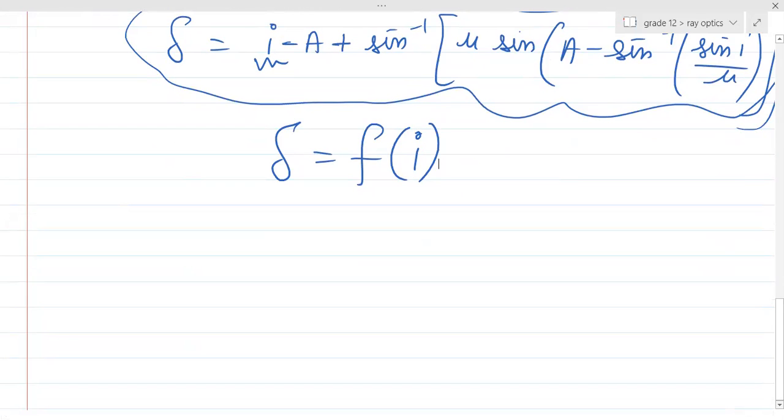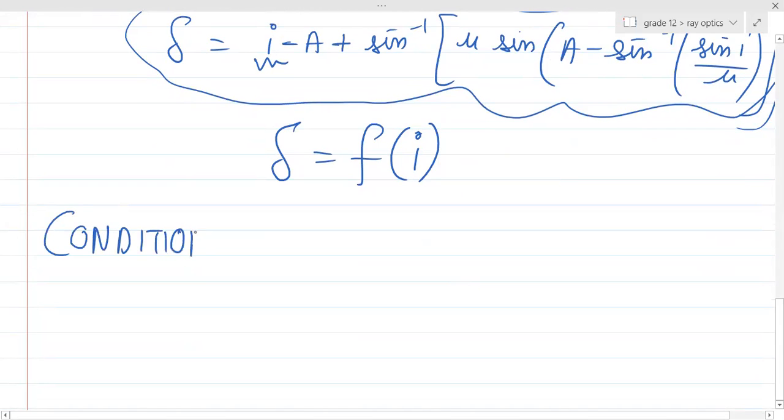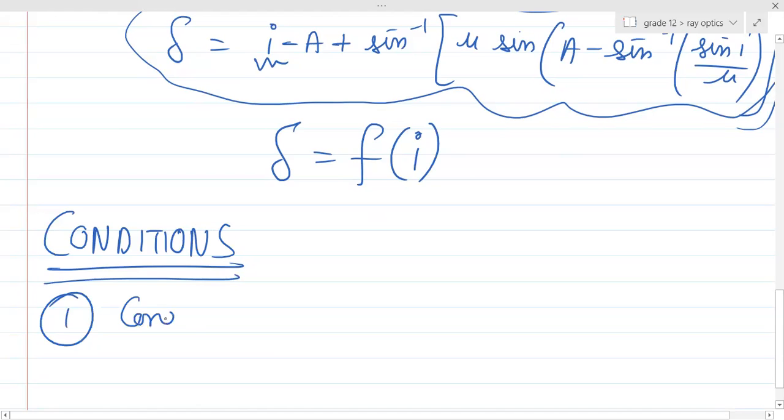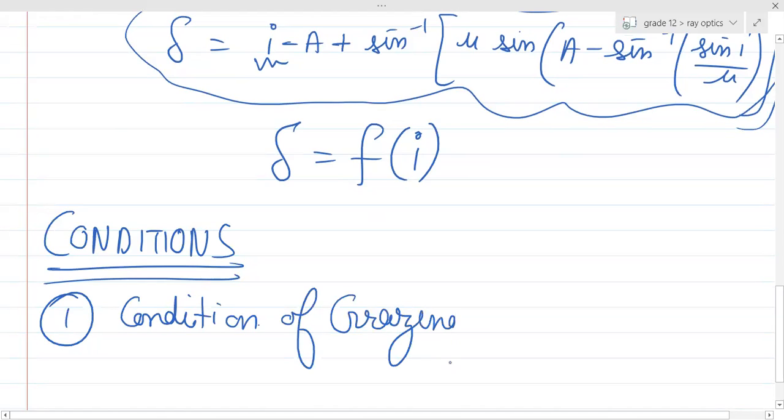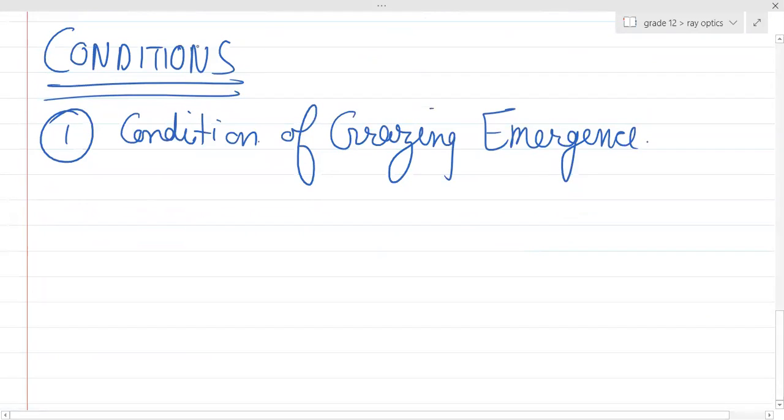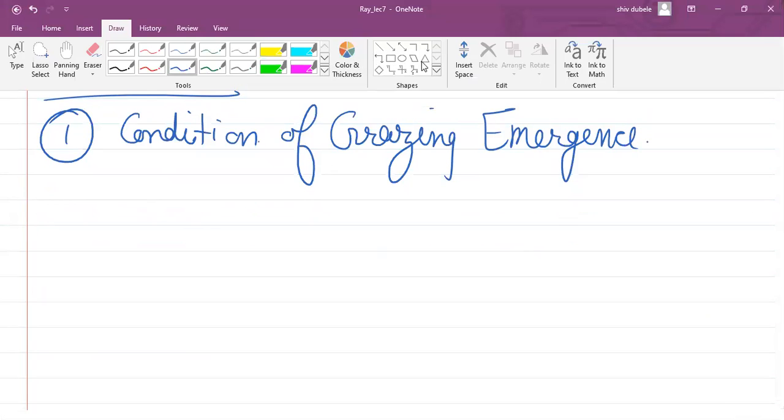Now there are certain conditions for different things in case of prism. First, let's talk about the condition of grazing emergence. Depending upon the condition, you will apply logic, okay? Always remember, in the case of prism, depending upon the condition, you will apply your logic.